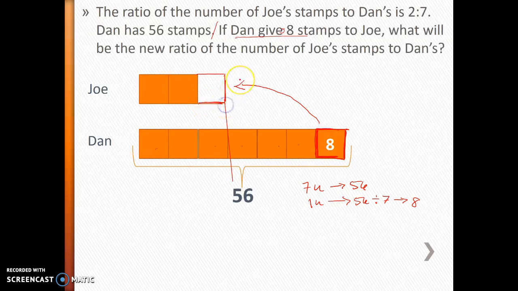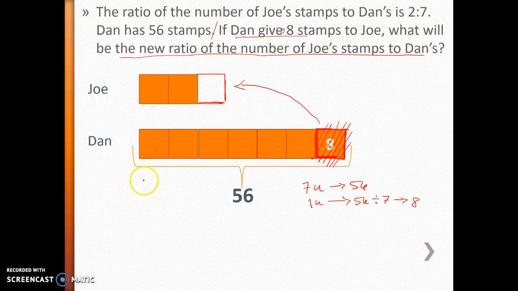The thing that's changing is both Dan and Joe's stamps. Dan's giving some stamps away, and Joe's taking some stamps. And our question is, what's the new ratio of the number of Joe's stamps to Dan's? So now I'm going to just put a little X through this because he doesn't have that anymore, right? So now Joe has 3 units, and Dan has 6.